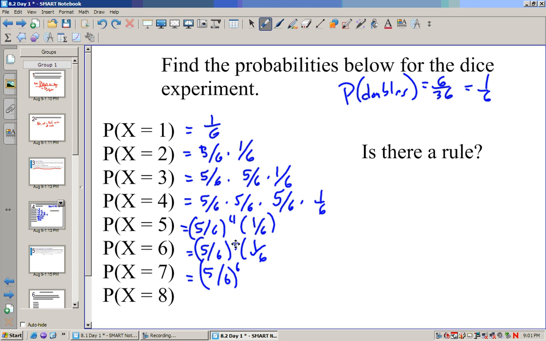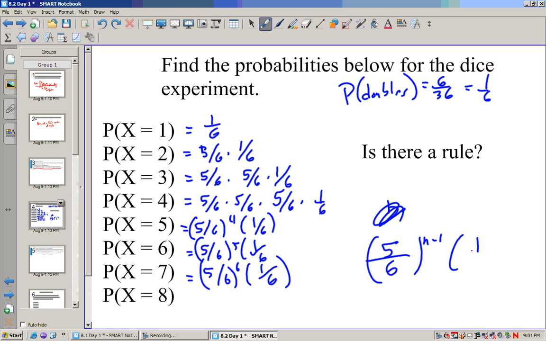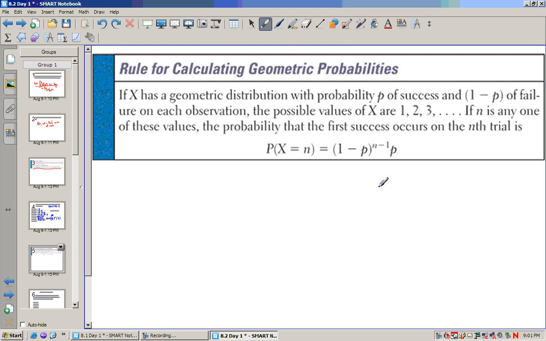Now, how does this exponent relate to that number? If we're looking for a rule, we can say it's 5/6 to the n minus 1 times 1/6. That's going to be the probability x equals n. Now, this is our general rule: the probability x equals n is (1 minus p) to the n minus 1 times p.